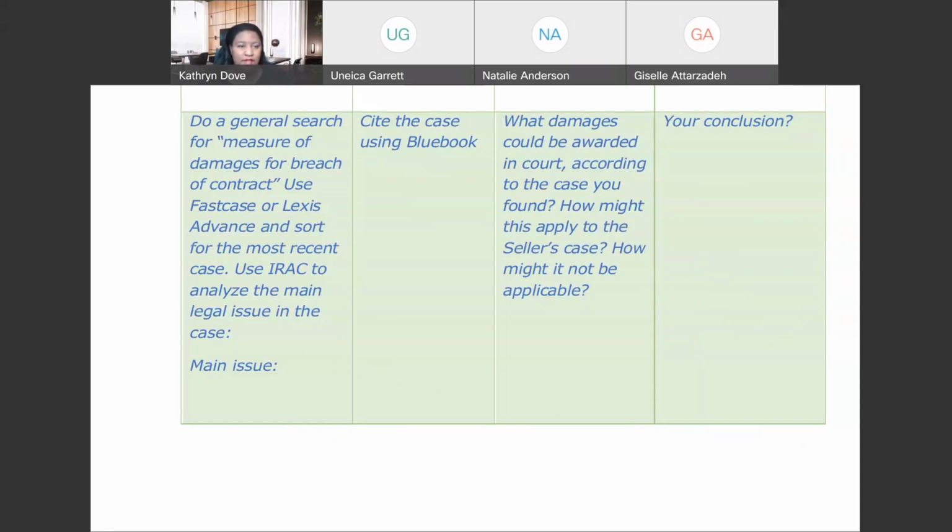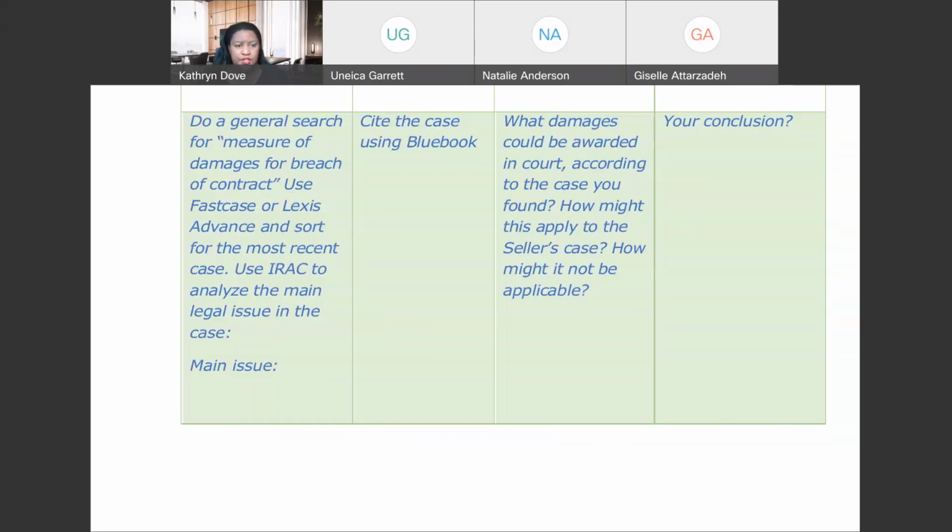You can do it right here in this form. Give the Bluebook citation. What damages could be awarded in court? How could you apply this to our scenario? And what would your conclusion be?